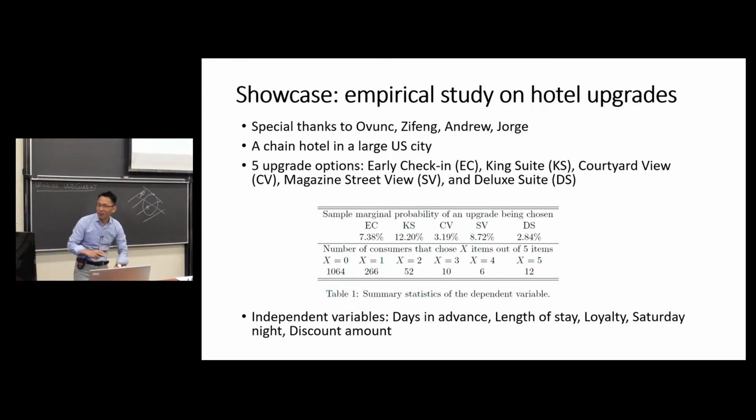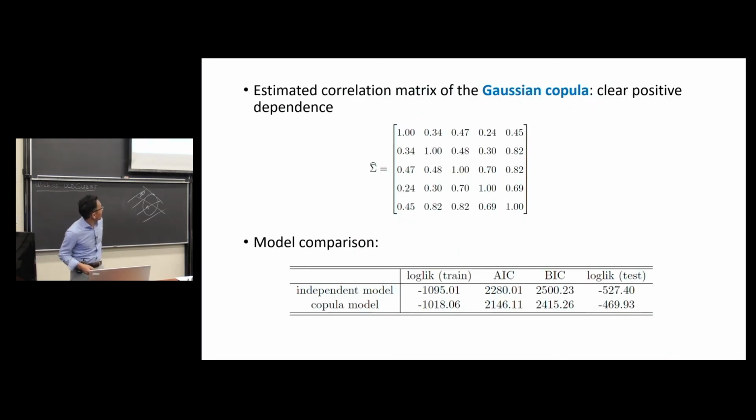All right, here we have data. Special thanks to the co-authors, Ruxian, Zifeng, Andrew, and Jorge. It's a data set about a chain hotel in a large US city. We consider five upgrade options: early check-in, king suite, courtyard view, street view, and deluxe. Here are the basic statistics for the data. For the independent variables, we have days in advance, length of stay, loyalty, stay night, and discount amount in dollars.